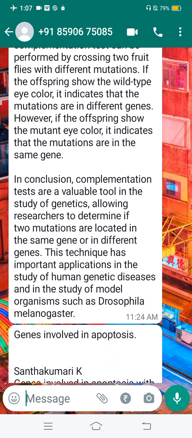In conclusion, complementation tests are a valuable tool in the study of genetics, allowing researchers to determine if two mutations are located in the same gene or in different genes. This technique has important applications in the study of human genetic diseases and in the study of model organisms such as Drosophila melanogaster.